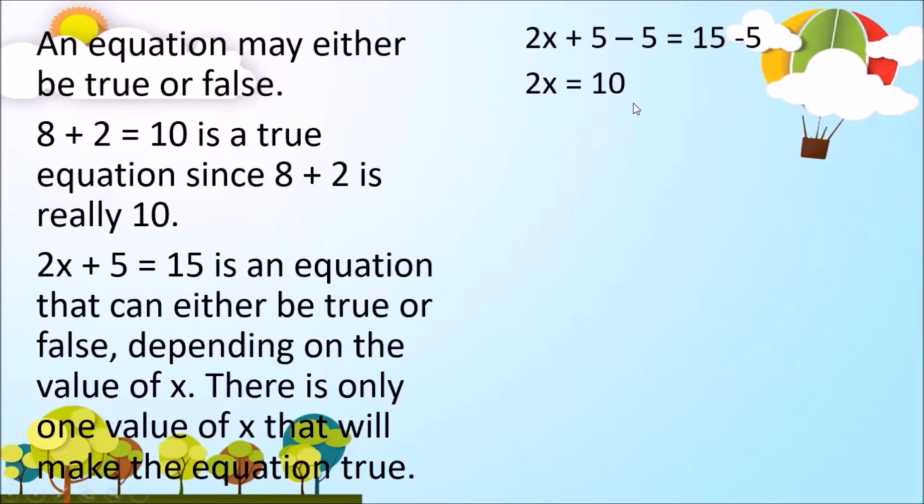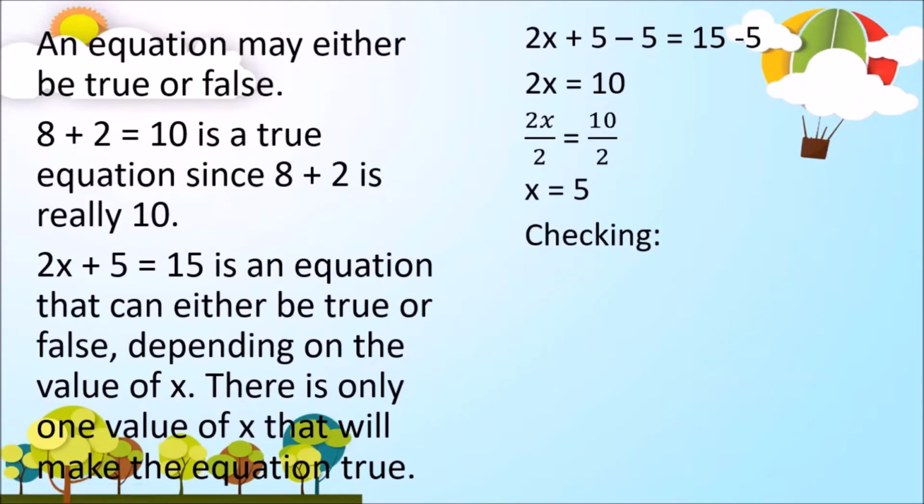So, to solve for x, we need to divide both sides by the numerical coefficient of the variable x, or multiply both sides by the reciprocal of the numerical coefficient of the variable x. I'll use division. So, we divide both sides by 2. We have 2x over 2 equals 10 over 2. So simplify, we have x equals 5.